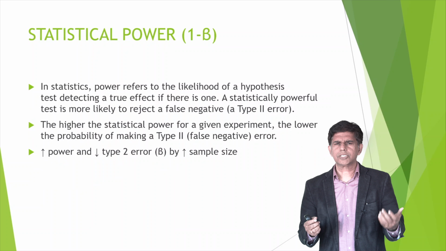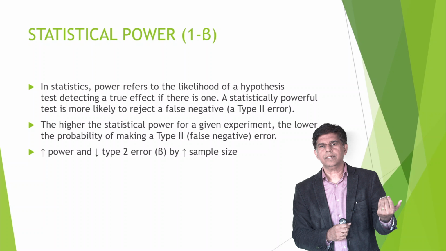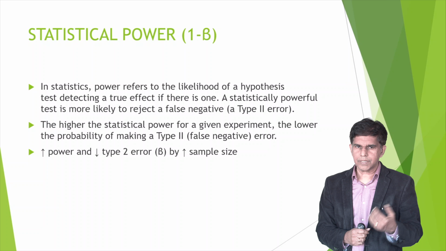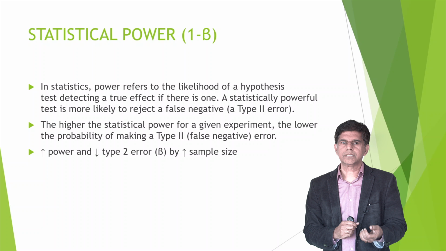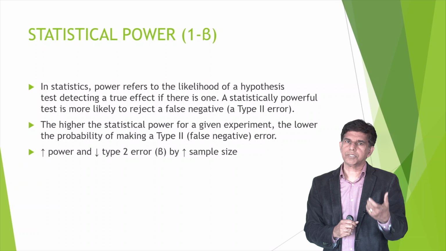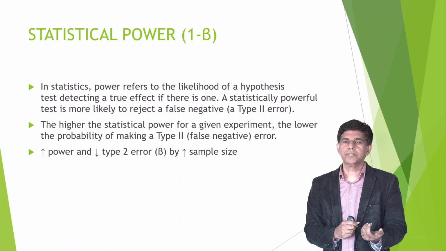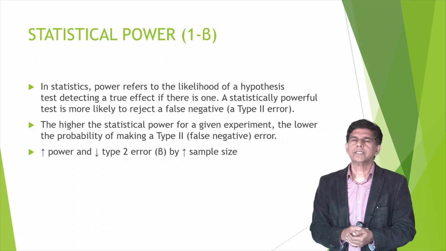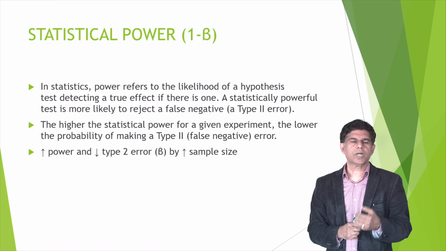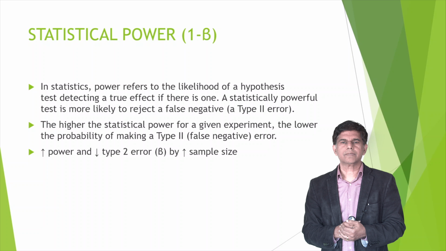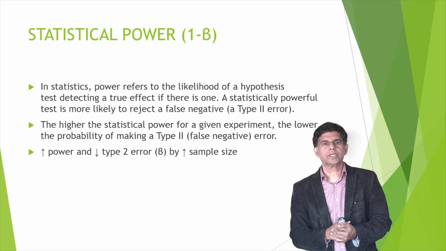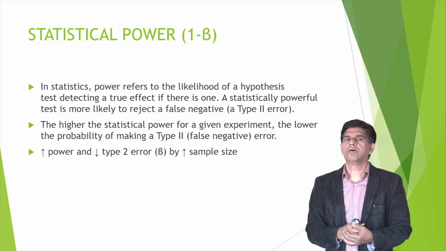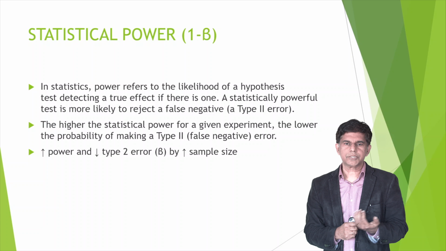When you look at statistical power, it's actually 1 minus beta. In statistics, what is power? It refers to the likelihood of a hypothesis test detecting a true effect if there is one. A statistically powerful test is more likely to reject the null and avoid a false negative, the type 2 error. So the higher the statistical power for a given experiment, the lower the probability of making a type 2 or false negative error.